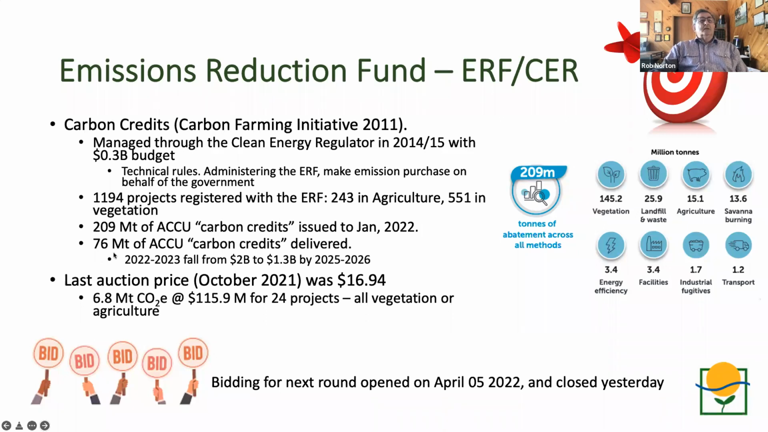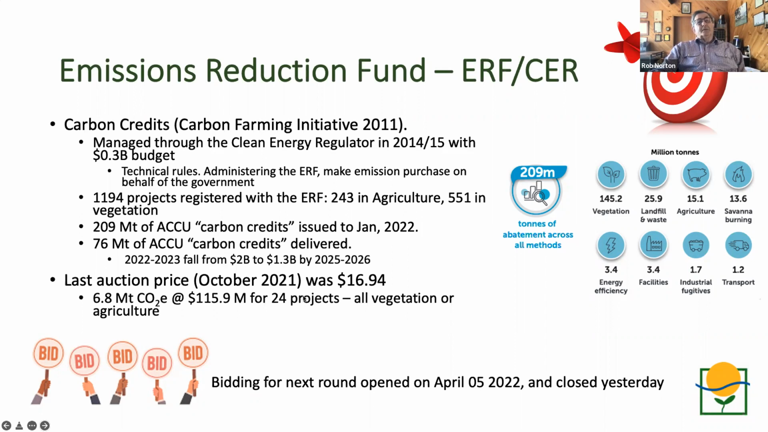That's what's been bid for, 209, but in fact, up until 2022-23, there's been 76 million tonnes of these units delivered. So only a third of the credits have been delivered and signed off and finished. The government, in its most recent budget papers, the current estimate for purchasing these is 2 billion. In the forward estimates, that'll be down to 1.3 billion. So the budget is not going to be big to buy more and more of these carbon credits.